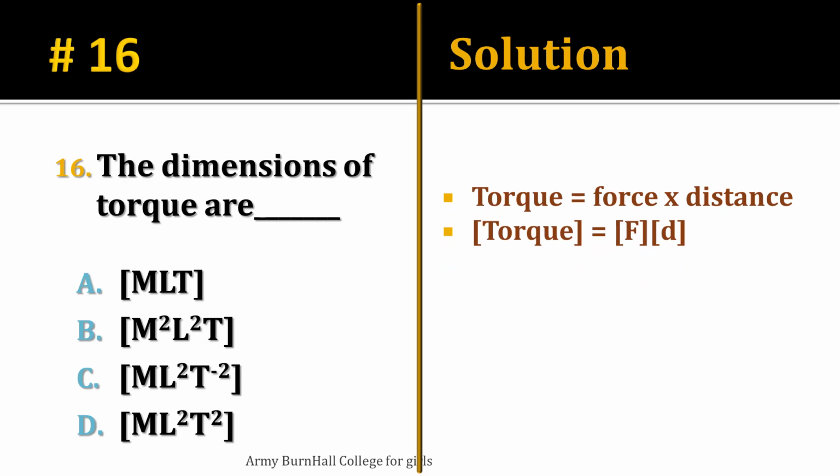We will apply dimensions on both sides. The dimension of torque will be the dimension of F into D, that is MLT raised to power minus 2 into L. We are simply putting the dimension of force and distance. L bases are the same, so powers will be added: ML² T raised to power minus 2. So option C is the correct option, ML² T raised to power minus 2.